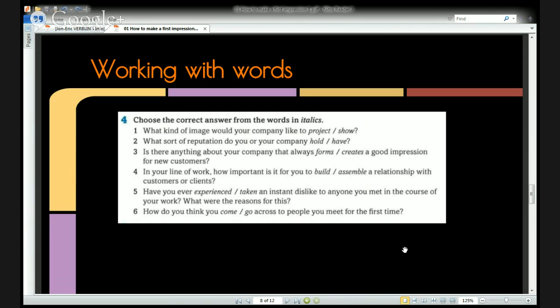Number 1. What kind of image would your company like to show or project? Project. Yeah. Right. Repeat these 2 words. Image. Right. I know it's spelled with an A, but we don't pronounce the A. The A for us is not stressed. When it's not stressed, it's pronounced image. That's it. And project. Project. Okay, good. Is project a noun, a verb, or an adjective here? Is it a noun, a verb, or an adjective, Christian?